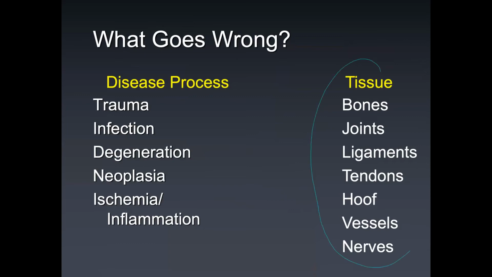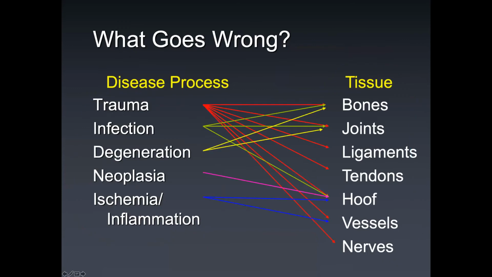These here are all the structures that are in the horse's foot. Some of them are more likely to be injured than others, but all of them can be injured, and there's only so many things that actually can go wrong. Some of them I'll discuss are much more common than others. You can sort of draw lines across like this, but the main thing here is that the most common ones of all of these are these three.